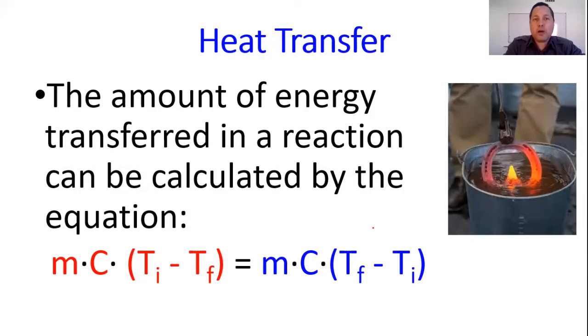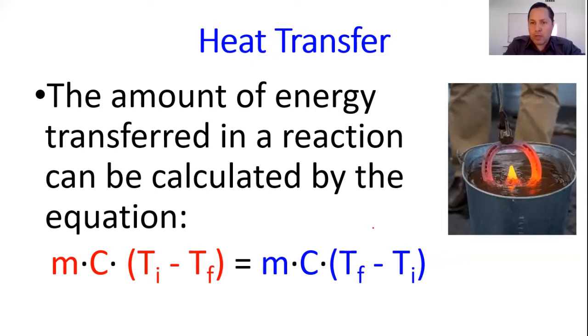Next, we're going to talk about energy being transferred between two different materials. So we're going to call it heat transfer. The amount of energy transferred in a reaction can be calculated by that equation on the bottom, where M is mass, C is specific heat, Ti is temperature initial, and Tf is temperature final. But this relates to when you have two materials in contact with each other and one material is transferring heat to the other.